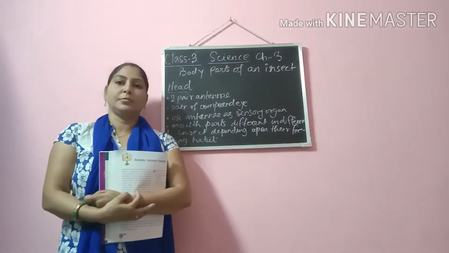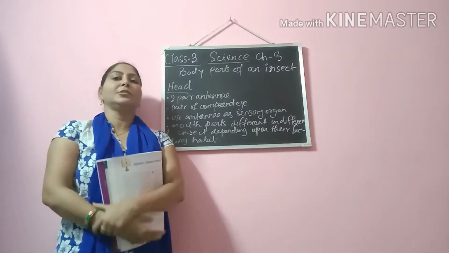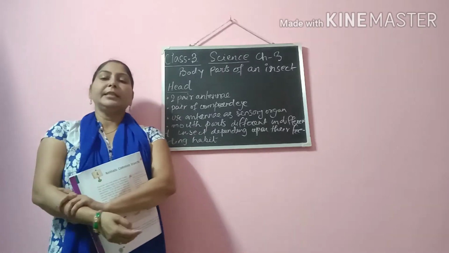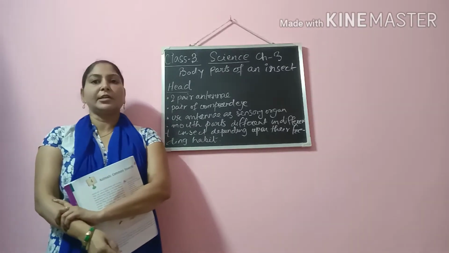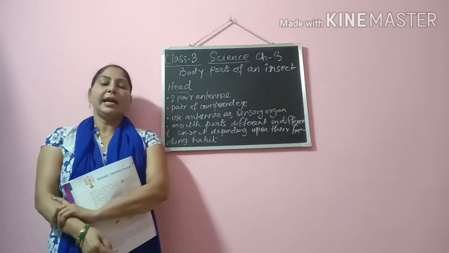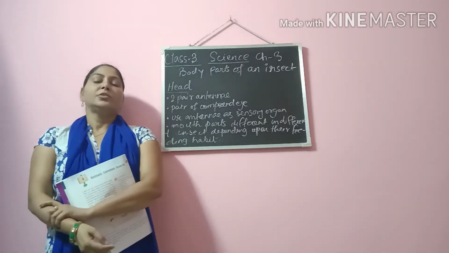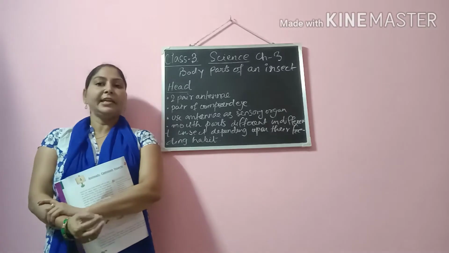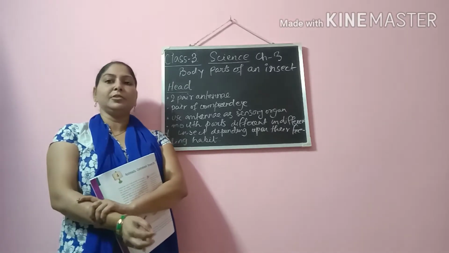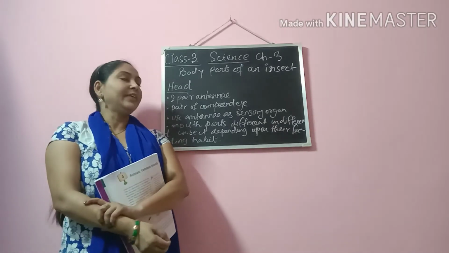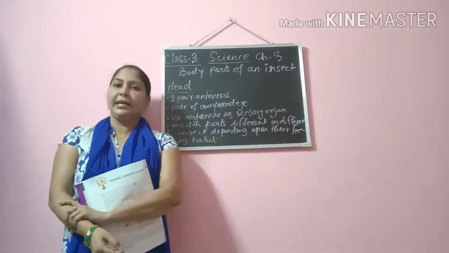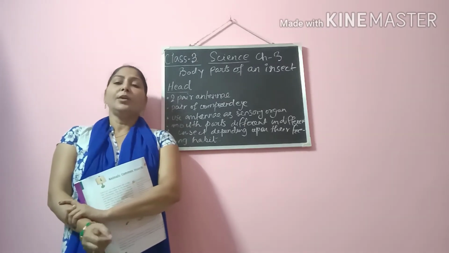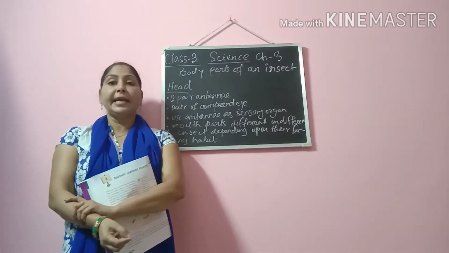Today we are going to do the further topics of chapter number 3. In the previous class we have done the introduction of insects and their body parts, right? So today we are going to discuss individually about each body part of the insect. Here we have taken the first body part, that is head. Now let us try to understand that head.